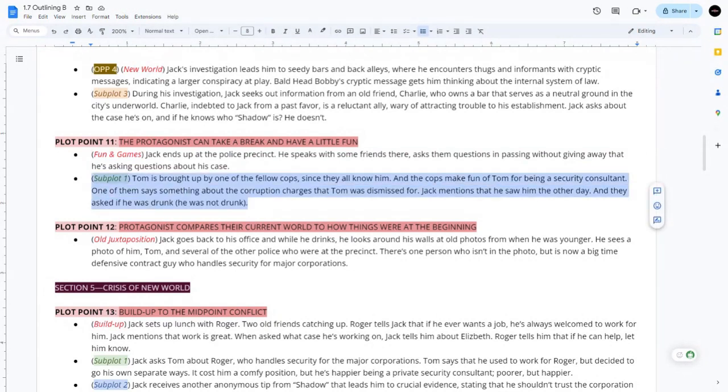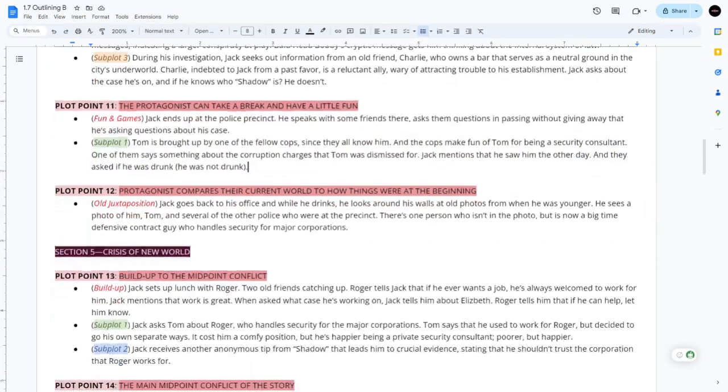Tom is brought up by the fellow cops since they all know him, and the cops make fun of Tom for being a security consultant. One of them says something about the corruption charges that Tom was dismissed for. Jack mentions that he saw him the other day, and they ask if he was drunk. He was not drunk. So that's showing a little bit of change and growth.